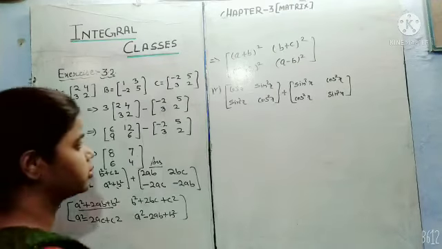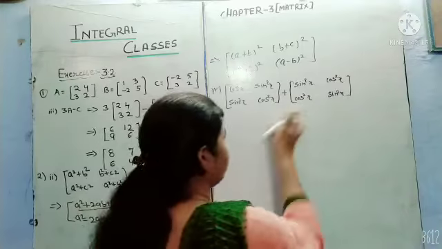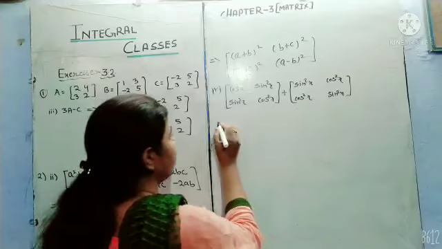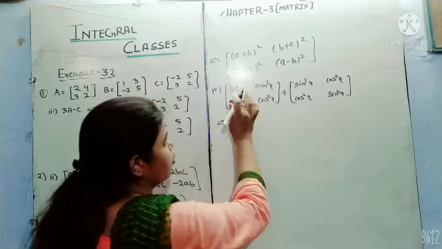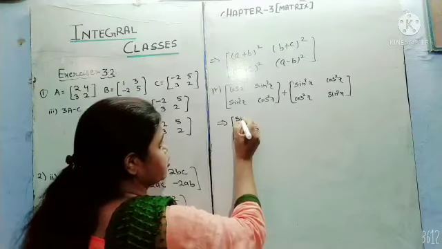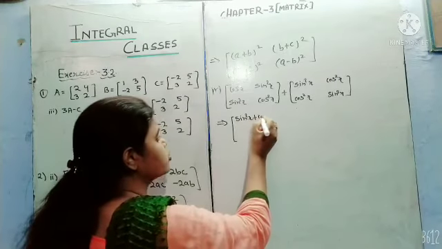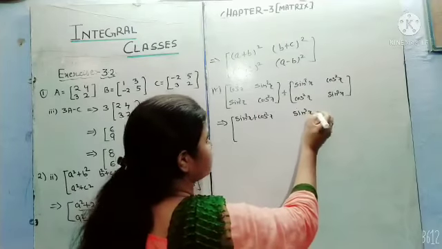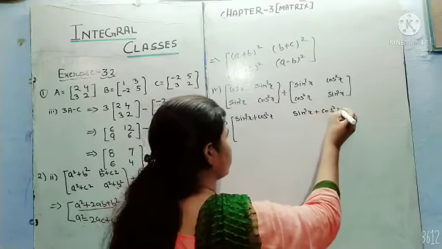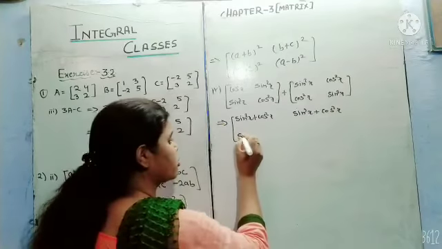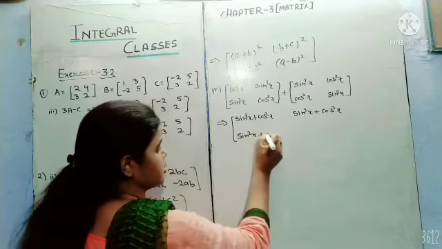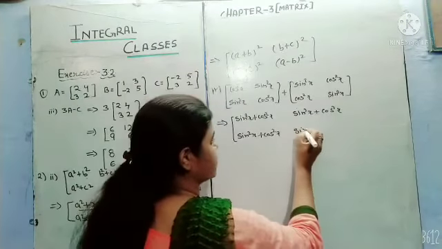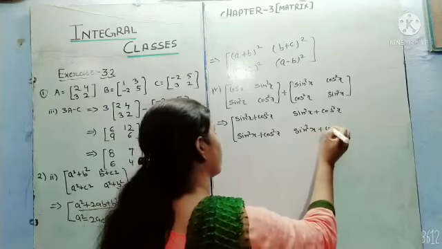Now question number 4. Student, again we will add both matrices and corresponding elements we will add here. So it will become cos square x plus sin square x. So sin square x plus cos square x, and it will also be sin square x plus cos square x, and this one also if we add them, sin square x plus cos square x, and again we will get sin square x plus cos square x.